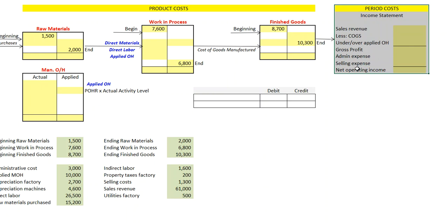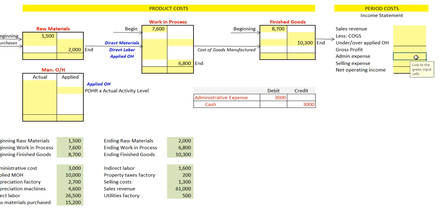Remember, we have both product costs and period costs. Our first cost is the $3,000 in administrative cost. Our journal entry would be to debit administrative expense, credit cash, and of course, period costs flow directly to our income statement.